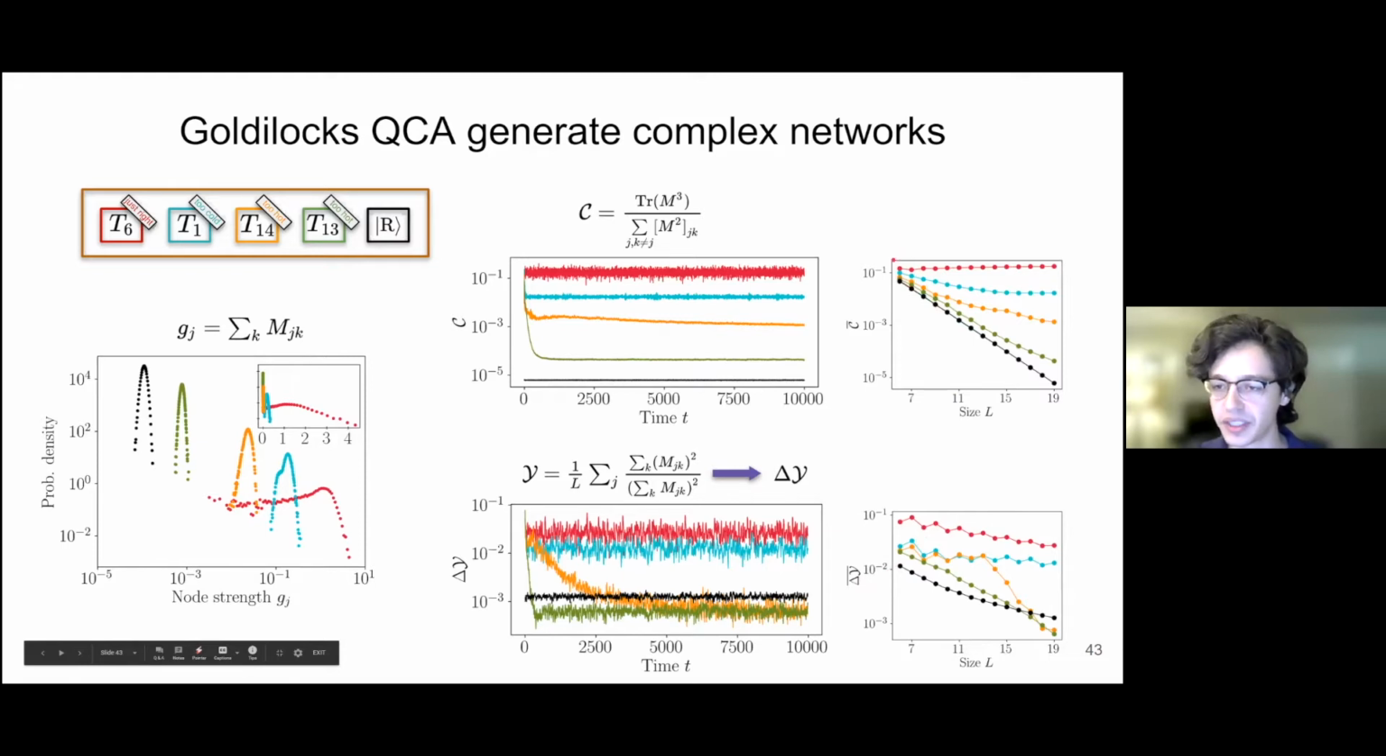We can show that these results are robust to system size. So as we increase up to 19 qubits, we see that the long time average of clustering and disparity fluctuations is stable, or slowly decaying in the case of disparity fluctuations for the Goldilocks rule, whereas many of the other rules are quickly decaying.